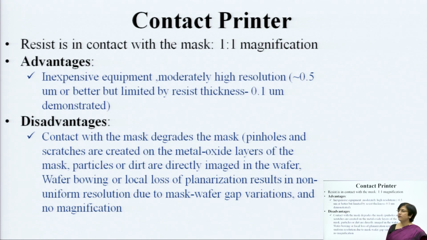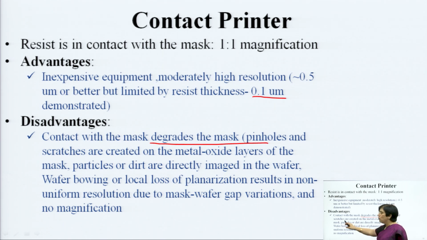Then comes the third method. So, this is what the advantages and disadvantages are. Basically, when you have contact printing, I told you it is inexpensive equipment, and you have good to moderate resolution, or better you can say, but limited by the resist thickness of 0.1 micrometer. The continuous contact can degrade the mask, it can develop pinholes and scratches, and the particles or the dust can directly image onto the wafer.